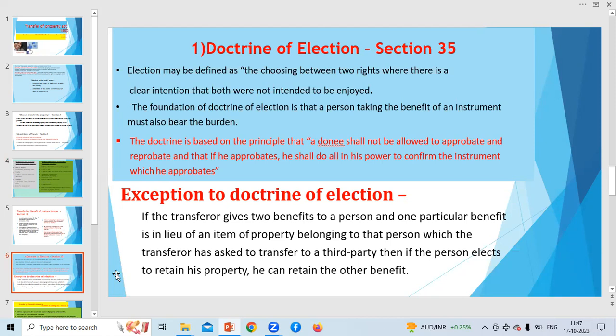Exception to the doctrine of election. If the transferor gives two benefits to a person and one particular benefit is in lieu of an item of property belonging to that person, which the transferor has asked to transfer to a third party, then if the person elects to retain his property, he can retain the other benefit. So these are the exceptions. Section 35, doctrine of election. We'll go to the next slide.